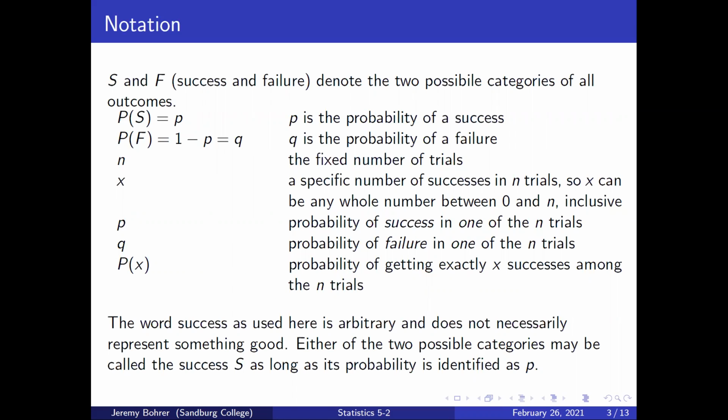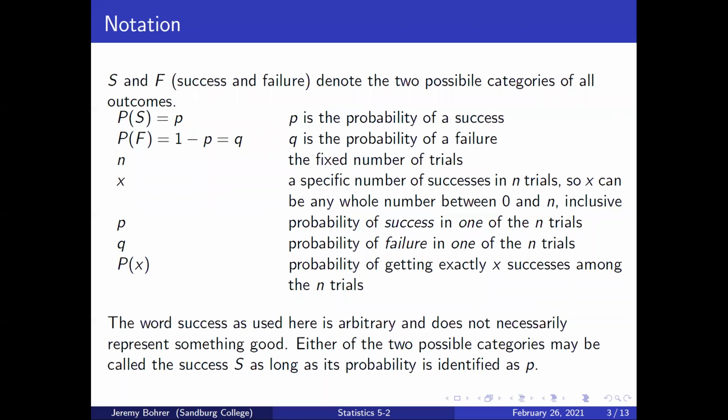S and F, success and failure, denote the two possible categories of all outcomes. The probability of S equals P. P is the probability of a success. The probability of F is 1 minus P, which is Q. Q is the probability of a failure. N is the fixed number of trials.